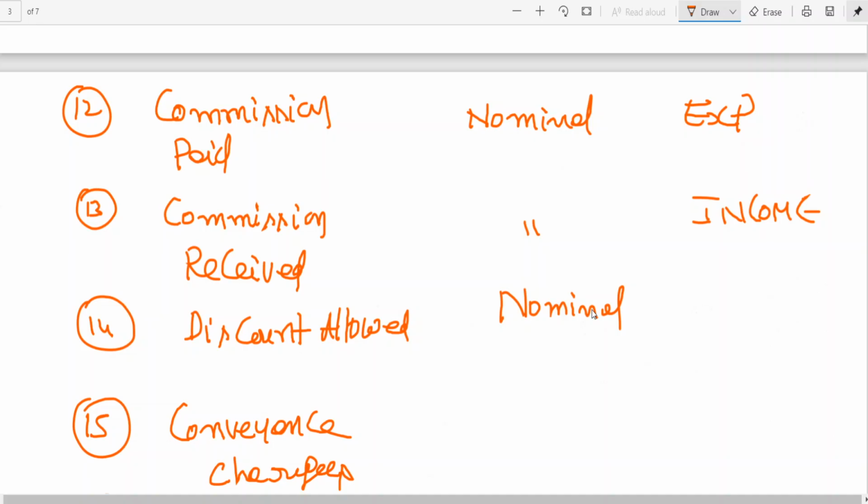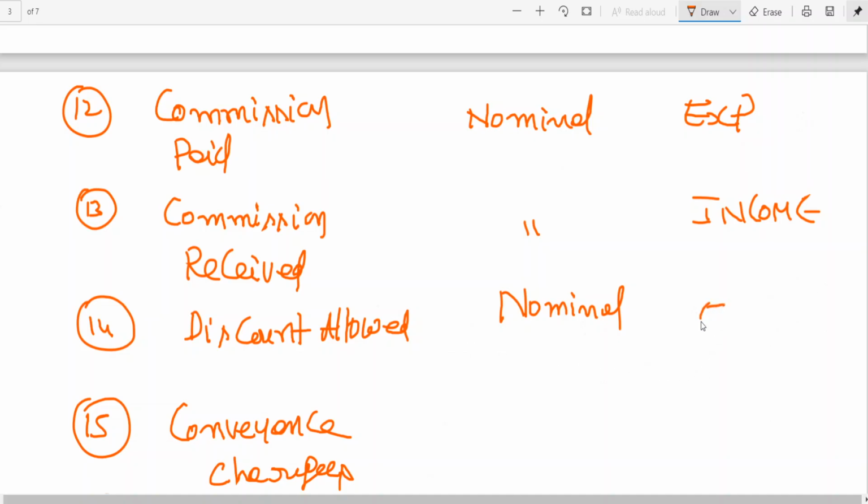To encourage such kind of payment, you may be giving some discount. Say 10%. 10,000, 10%, how much? 1,000. So that means instead of receiving 10,000, how much are you receiving now? 9,000. That 1,000 is called discount allowed. Discount allowed here is an expense.